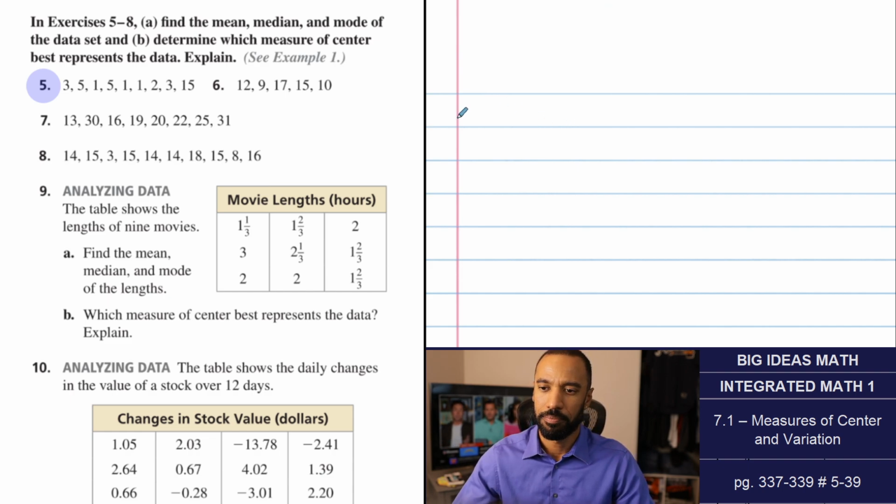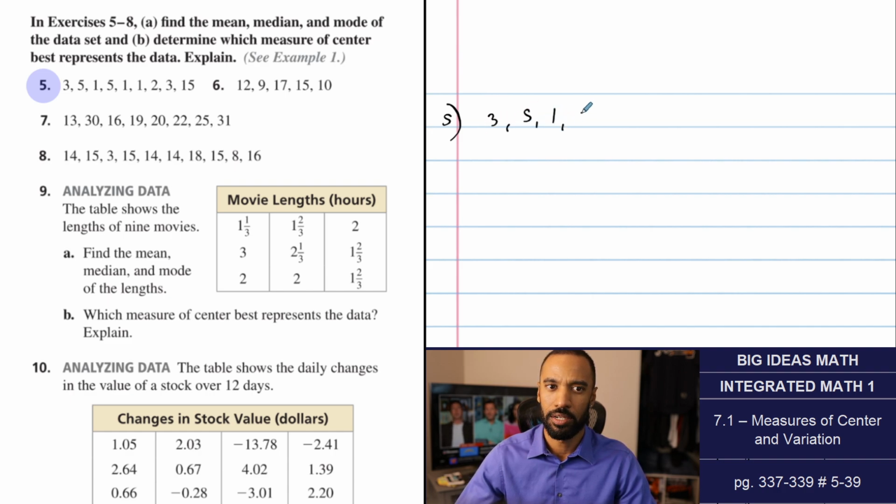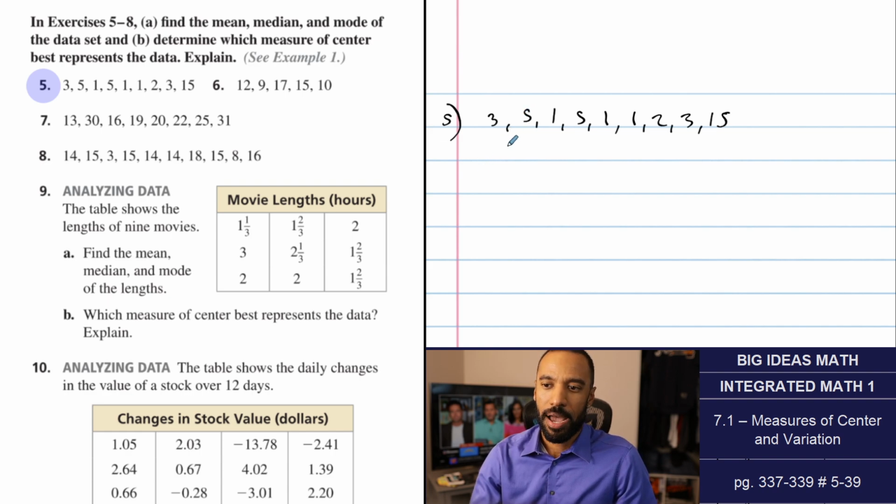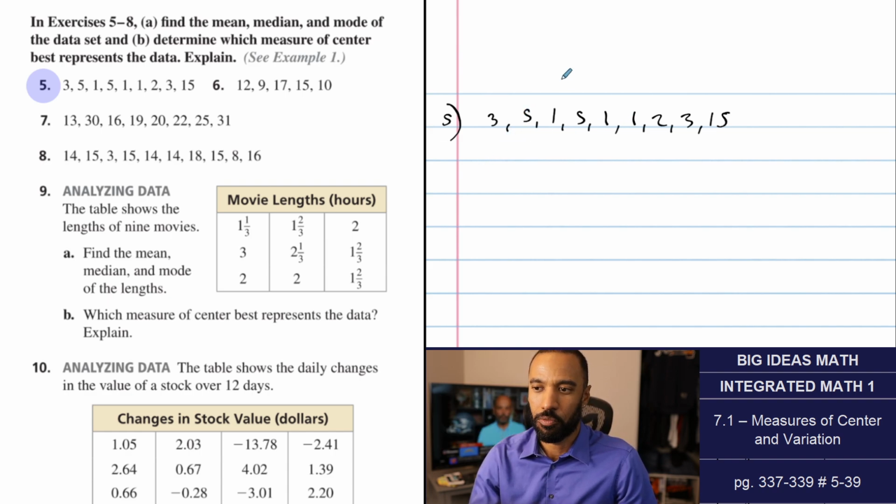So, number 5, we have the data points 3, 5, 1, 5, 1, 1, 2, 3, and 15, which stands out above the rest, right? Now, I still don't know whether I'd like to write them in order first or not. I feel like I want to. That is important for median and for other things that you do. So I'm going to rewrite these in order. I'm going to find all my ones. There are 3 ones here, which can help for mode later. There's a 2. Let's cross them out as we go. 1, 1, 1, and 2.